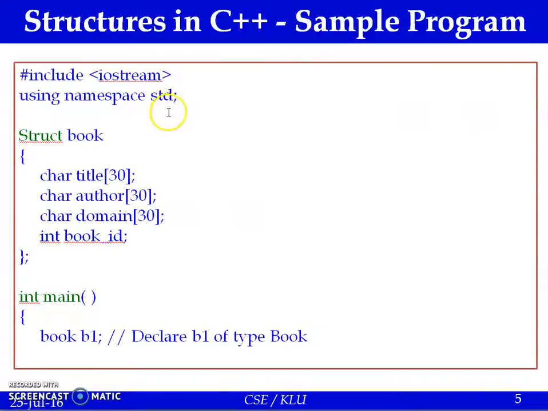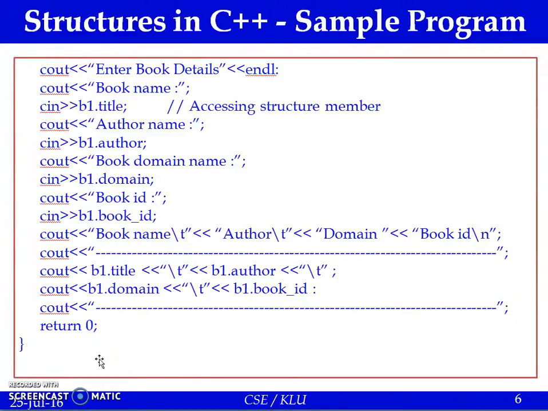This is a sample program for declaring a structure and accessing members of a structure. The include section is for including all necessary standard library functions, and we declare the structure using the struct keyword, struct followed by the structure tag name, and list out all the members, and close the structure declaration with a semicolon. And in the main function, we have to create the structure variable if you want to access the members of a structure. So here I am declaring a variable called B1 for the structure book.